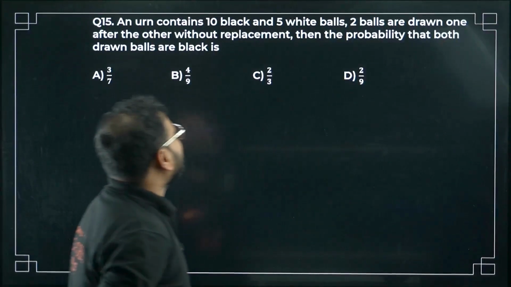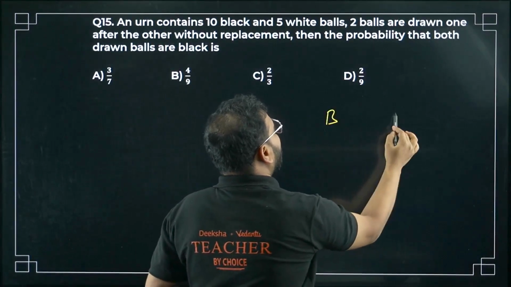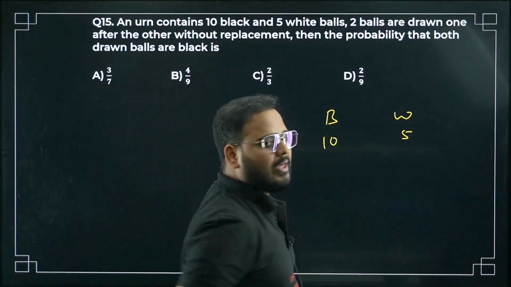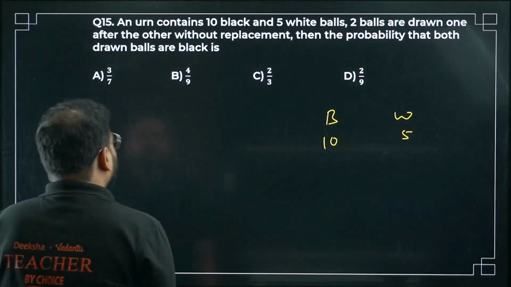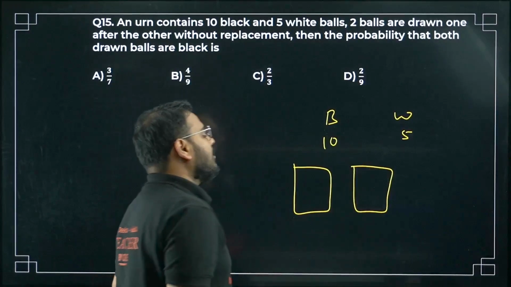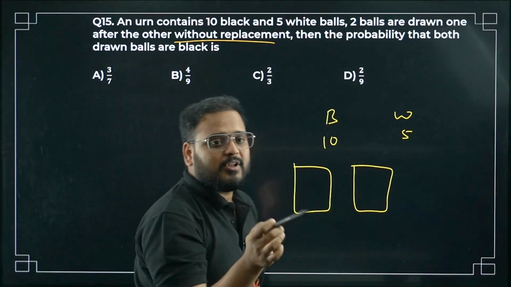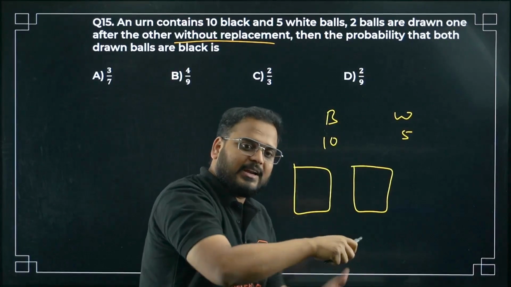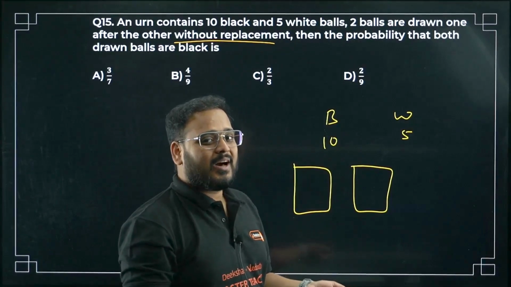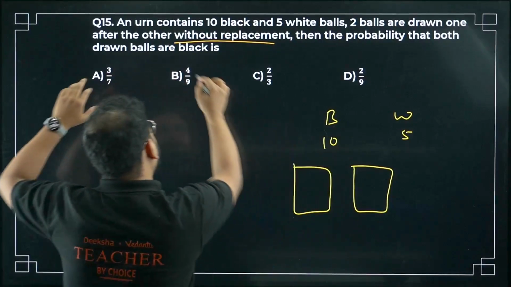An urn contains 10 black and 5 white balls. We have 10 of this kind, and 5 of this kind. Two balls are drawn at random, the first and the second, without replacement. That means we will not put it back after taking it out, so the number of balls will reduce now. Probability that both drawn balls are black in color.